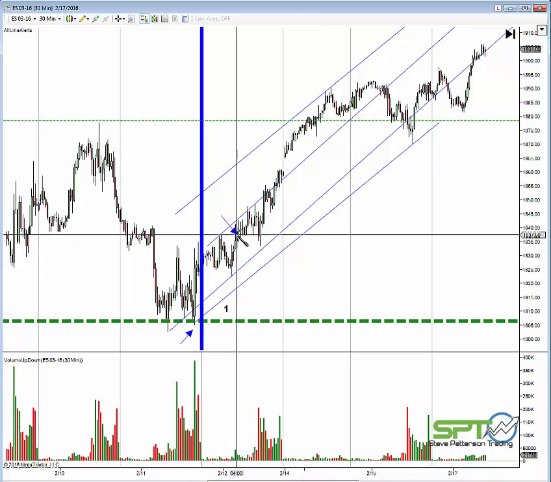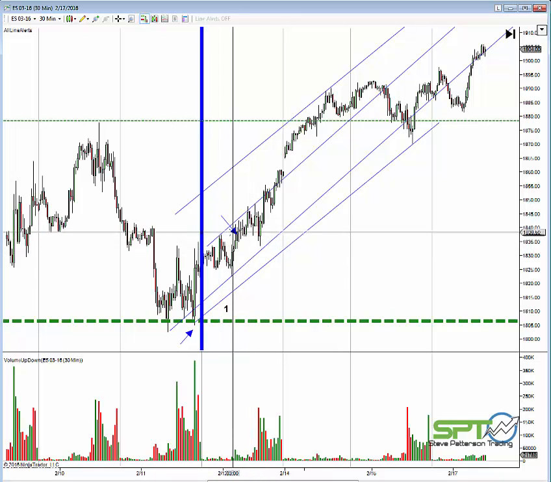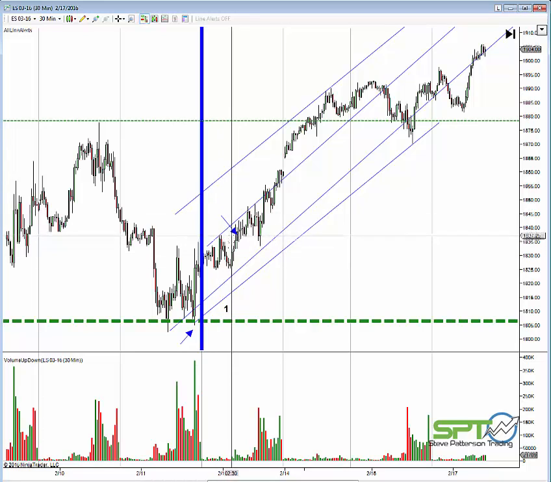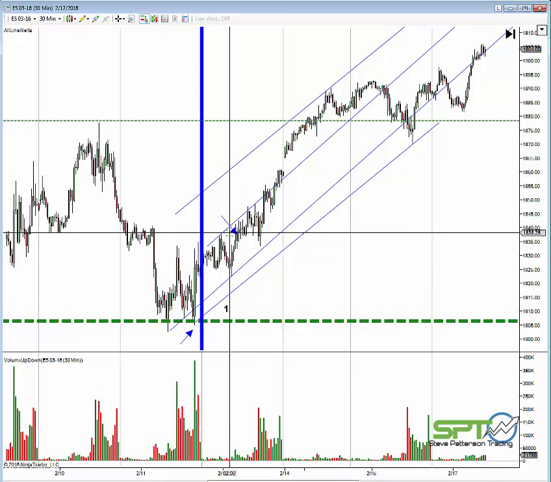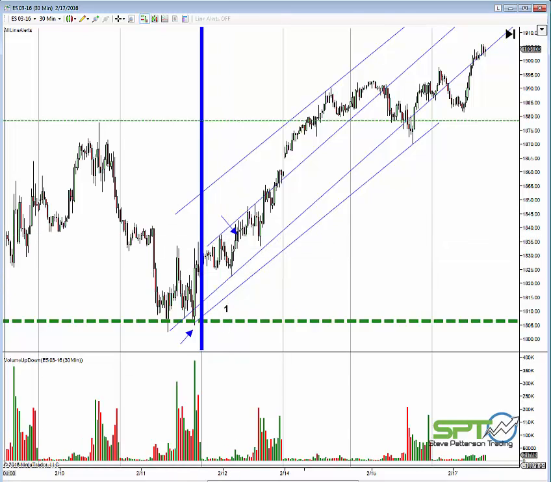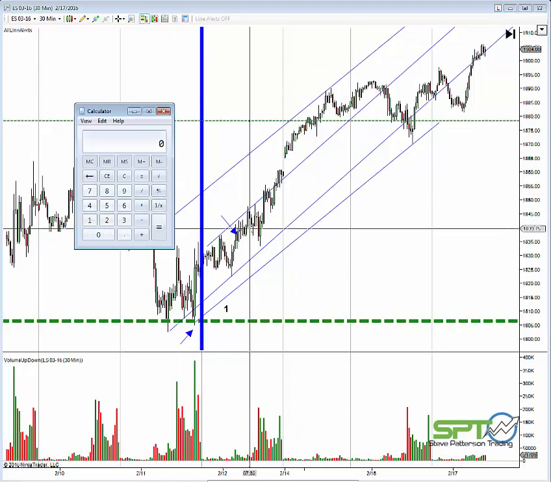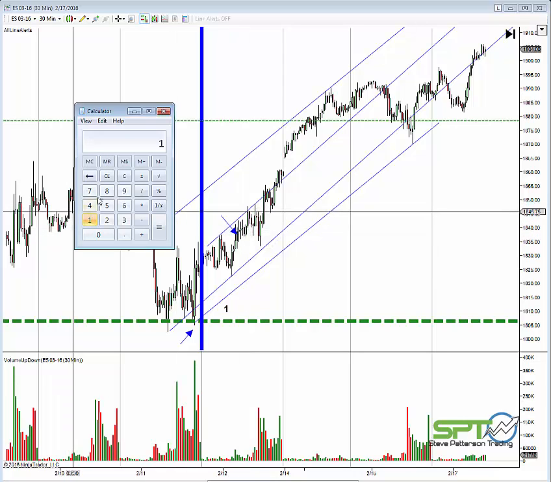When I see that my second entry would be here, let's say I wanted to add here, if I'm going to add one lot, another one lot here, where's my average price going to be? Okay, my average price is going to be the difference between 1804.75 and 1837.75. So let's just do some quick math. 1837, let's just use 1837.50.